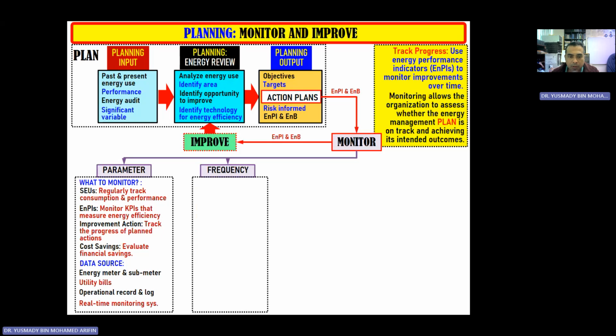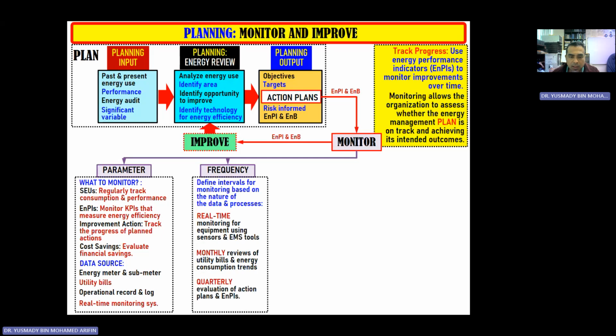In terms of frequency, how frequently do we need to monitor? We need to define the interval for monitoring based on the nature of the data and processes. There are a few types of monitoring frequency. First, real-time monitoring for equipment using sensors and EMS tools, energy management system tools. Or we can do a monthly review of utility bills and energy consumption trends. Or we can do a quarterly evaluation of the action plan and energy performance indicator. So these are three options we can implement for the frequency of the monitoring process: real time, monthly, or quarterly.